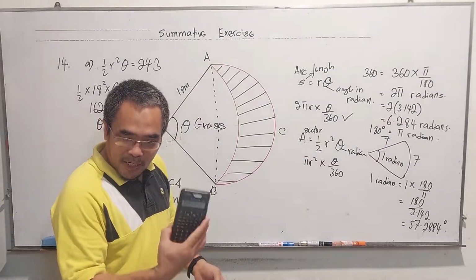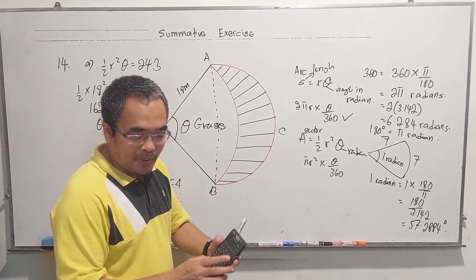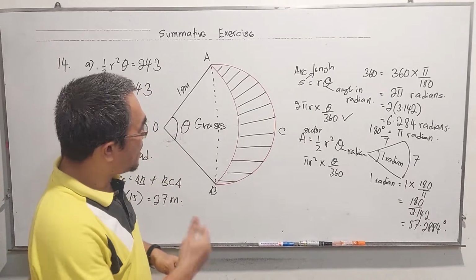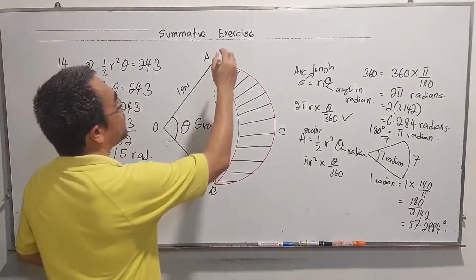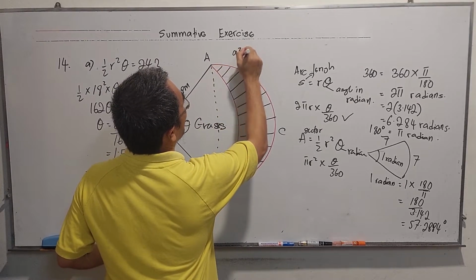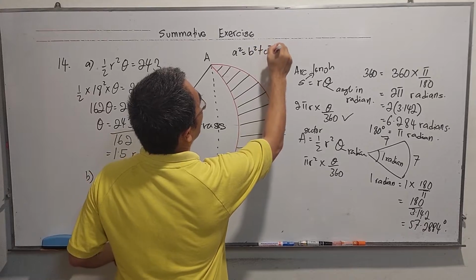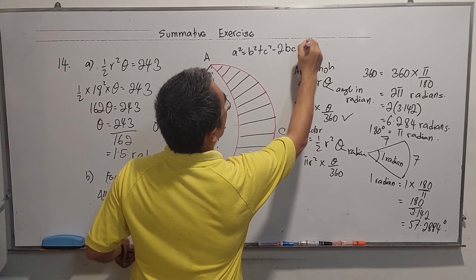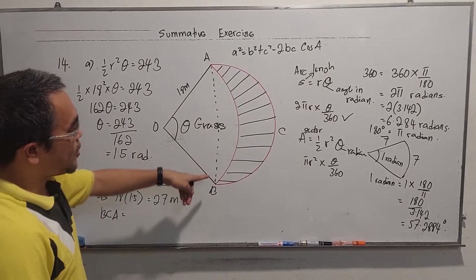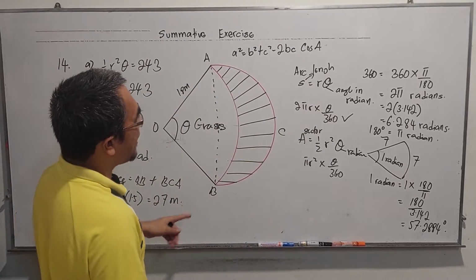Yes, on the condition that the calculator will be changed to the unit in radian. Okay, so what is the formula for the cosine rule? A squared equals B squared plus C squared minus 2BC cos A. So that is how we get the length of AB.